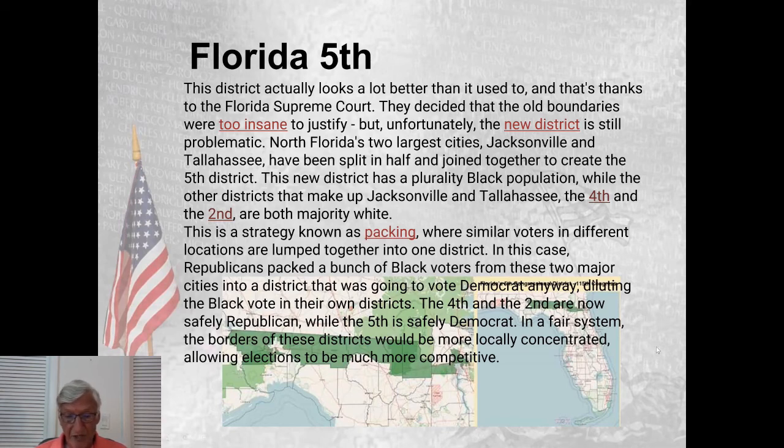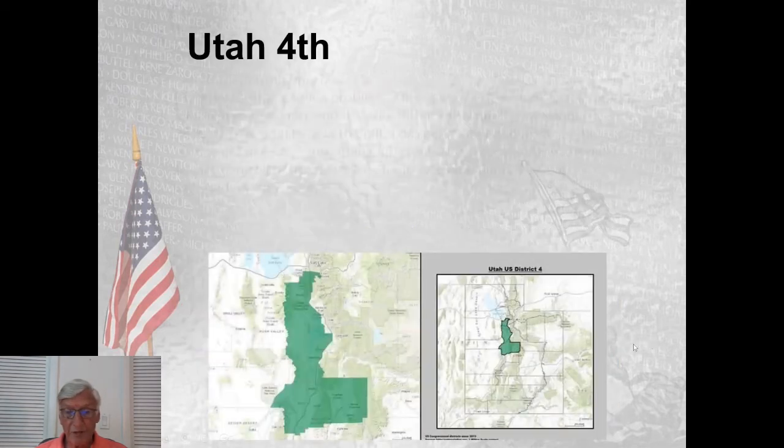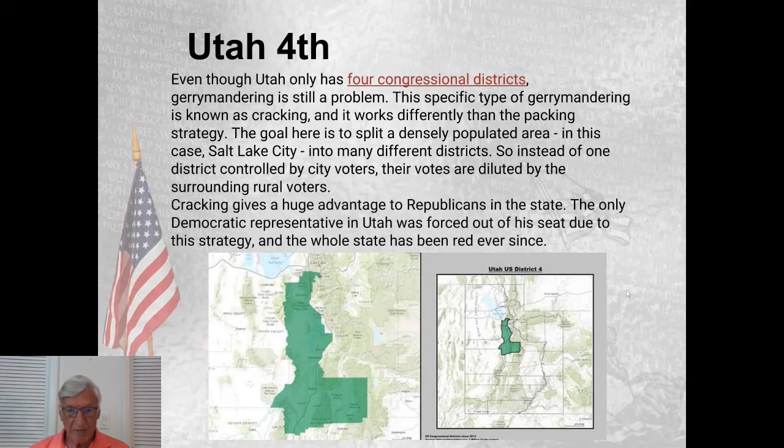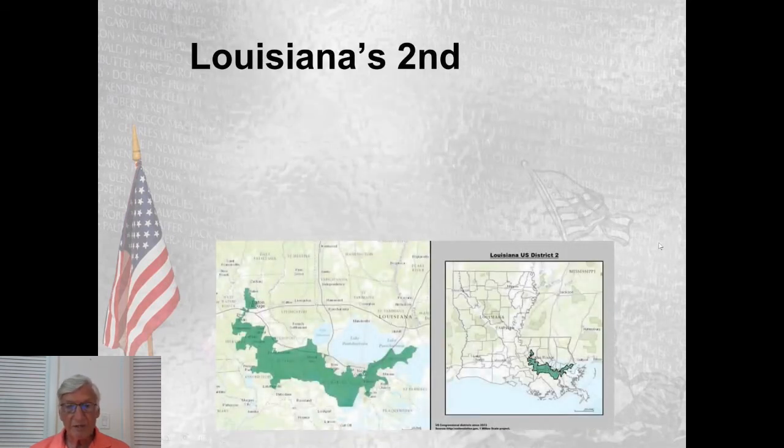In a fair system, the borders of these districts would be more locally concentrated, and elections would be much more competitive. Utah's 4th. You wouldn't think Utah would have much of a problem out there with all those good Mormons. Only 4 congressional seats, but they do gerrymandering in a different way. There's a lot of power in Salt Lake City, but they have taken and diluted that by putting it into 4 different congressional districts so that the rural area of Utah has a disproportionate influence on the decisions that are made. And therefore a great advantage to the Republicans in the state of Utah.